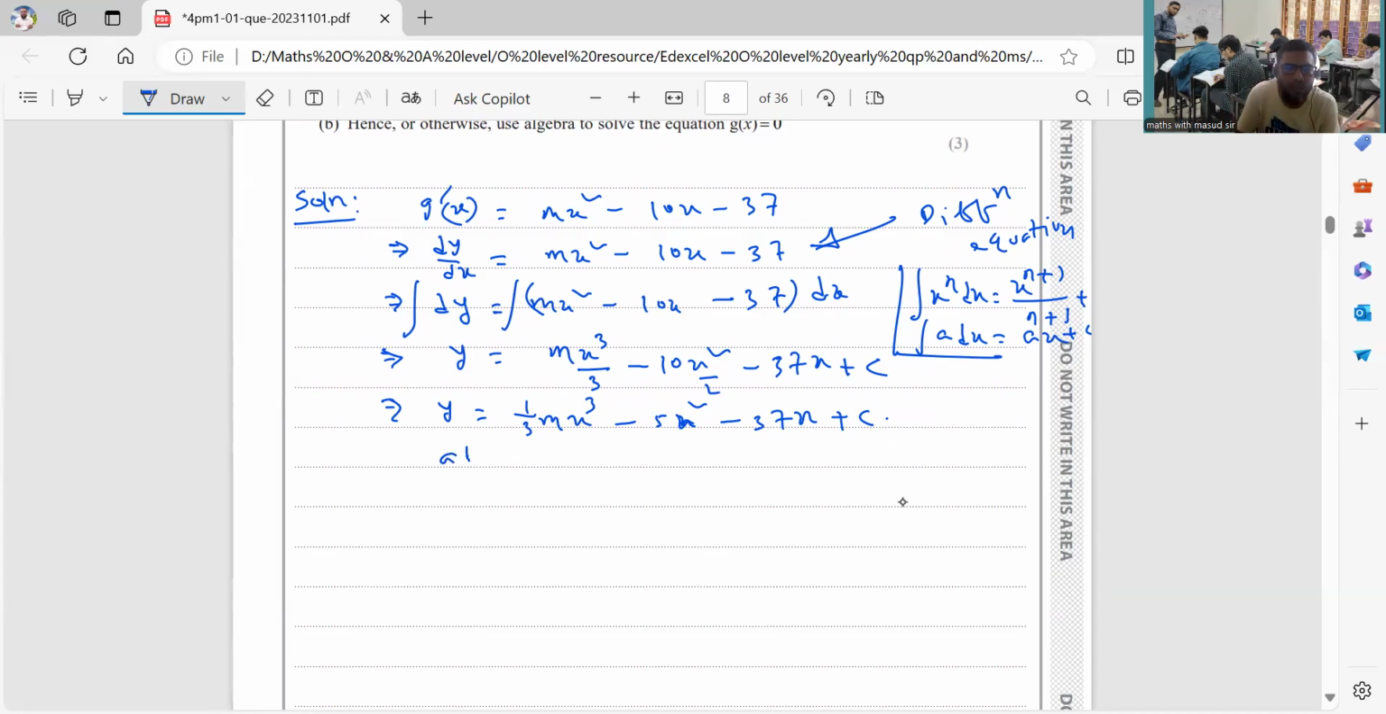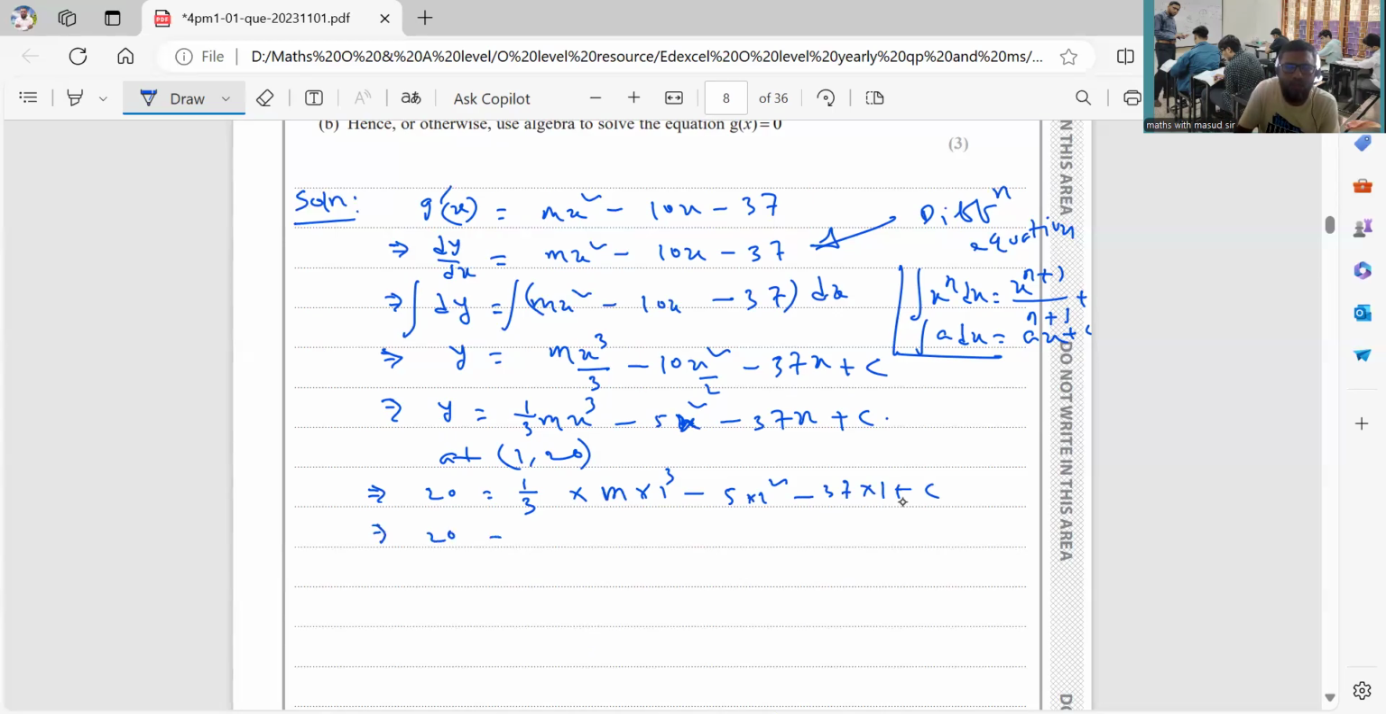The first condition is at (1, minus 20). It means the curve passes through this point. That means the curve is satisfied by this point. It means you have to replace the x and y values in the equation of the curve. So y equals minus 20, and 1 by 3 into m into 1 cube minus 5 into 1 square, this is the multiplication, minus 37 multiplied by 1 plus c.